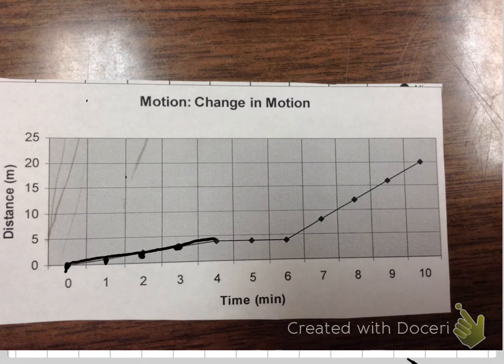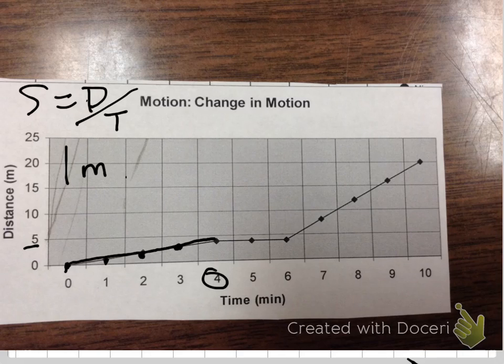Up to 4. And if you calculate the speed, remember speed is distance divided by time. So let's say this is 4 and it's at 4 meters. 4 divided by 4 is 1. So they're going 1 meter per, it says minute. 1 meter per minute. Maybe these are turtles. I don't know, it's kind of slow.